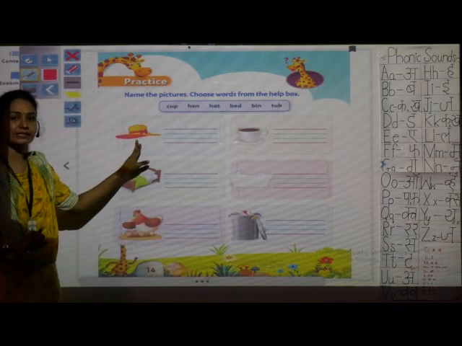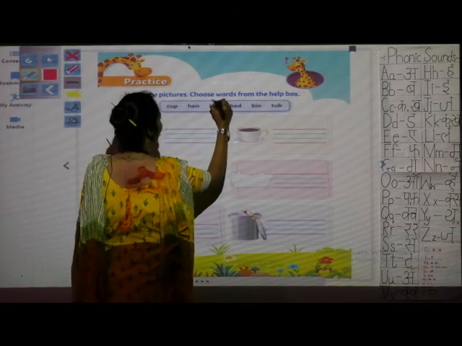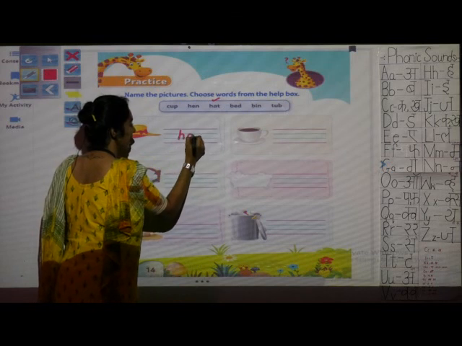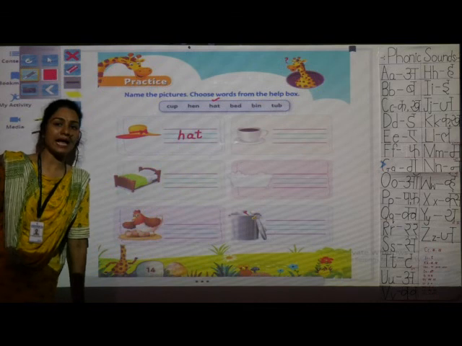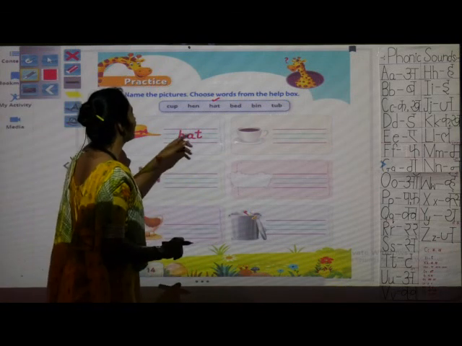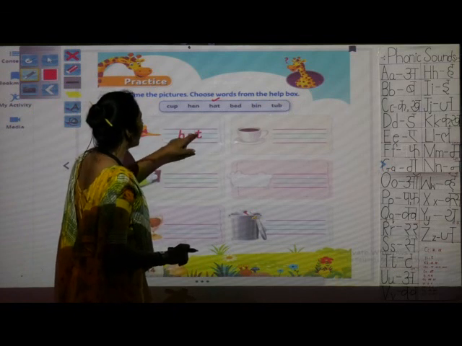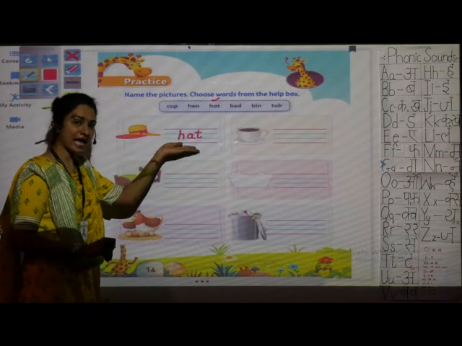Tell me which picture is this? Hat. Very nice. So what is the spelling of hat? Come on, read. Yes. H-A-T, hat. Now see children, while writing letter T, you have to give sleeping line between the red and blue line. Okay children?